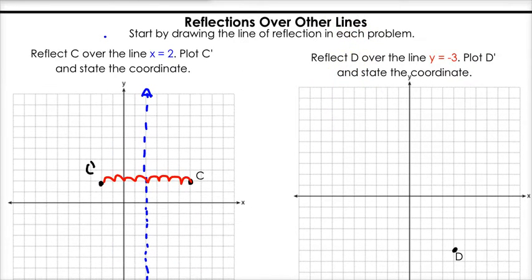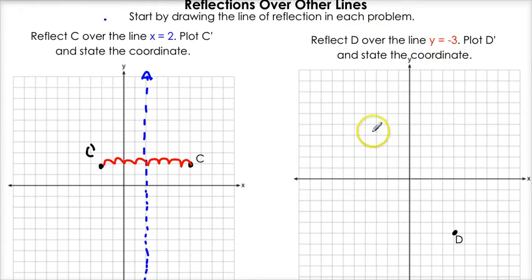All right, let's try one more. We're going to reflect D over the line y equals -3. Plot D prime and state the coordinate. So y equals anything is a horizontal line. So we go to -3, and now we draw a horizontal line there. At -3, it's a horizontal line.